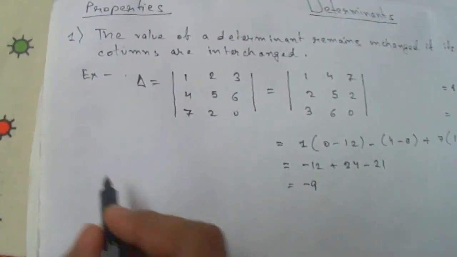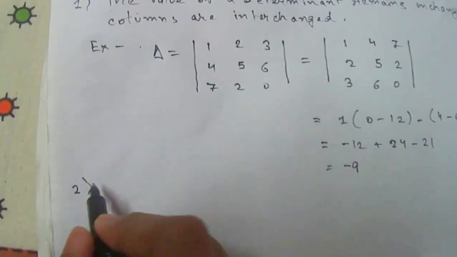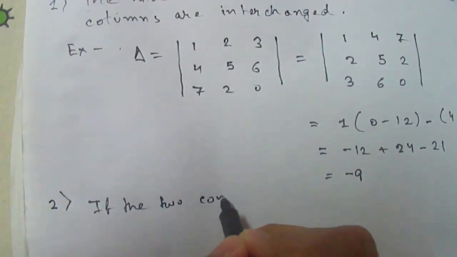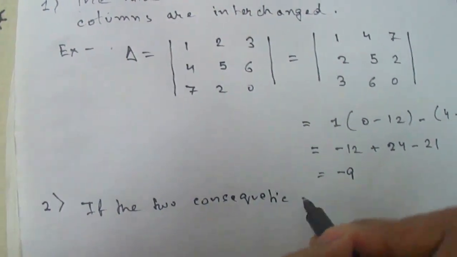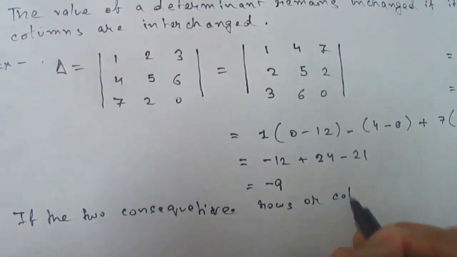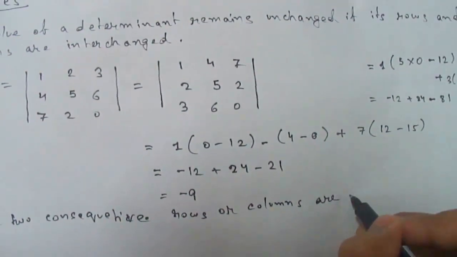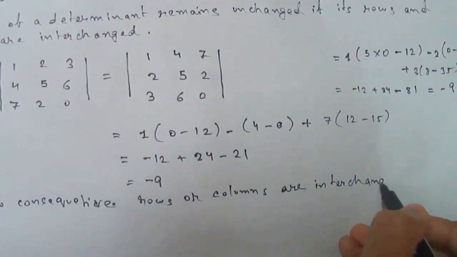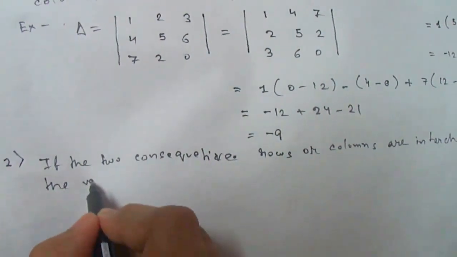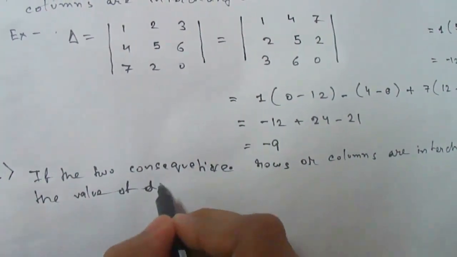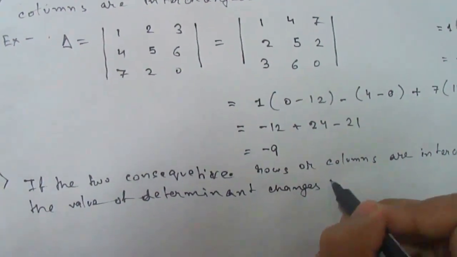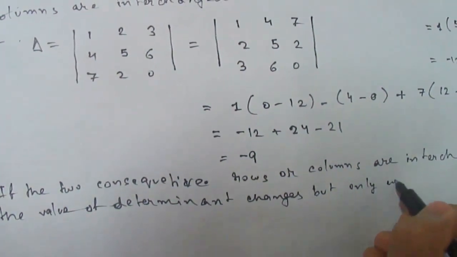So let us move on to our second property, which is: if two consecutive rows or columns are interchanged, then the value of the determinant changes but only with sign.